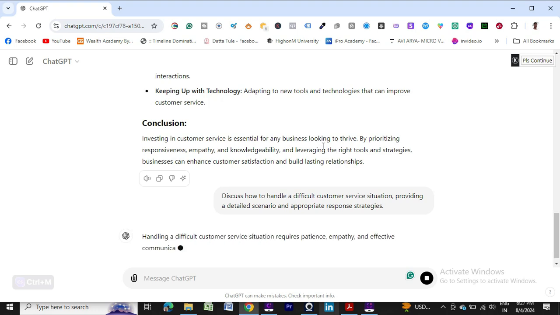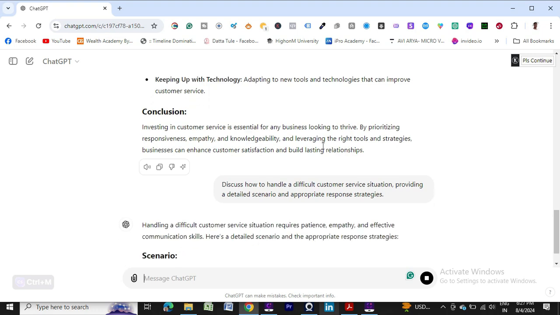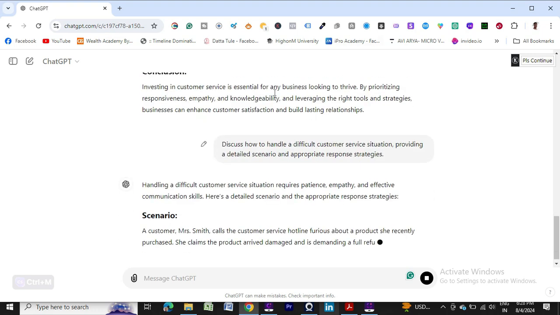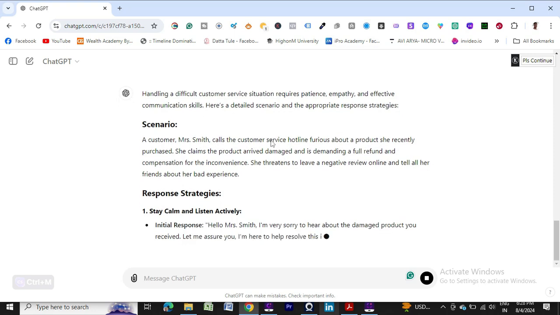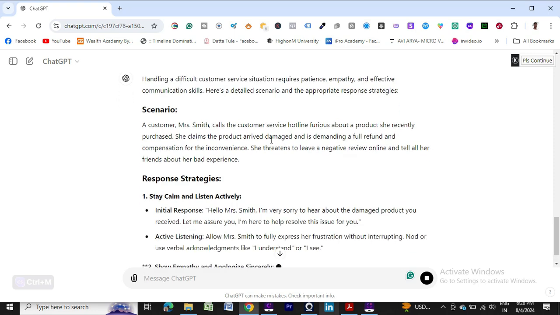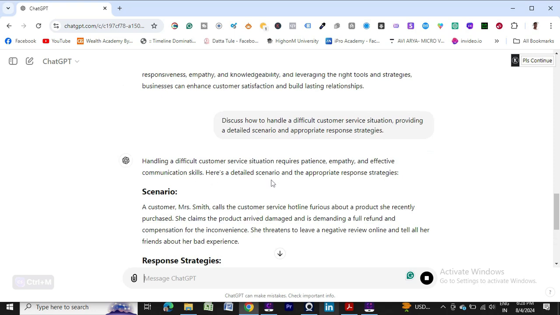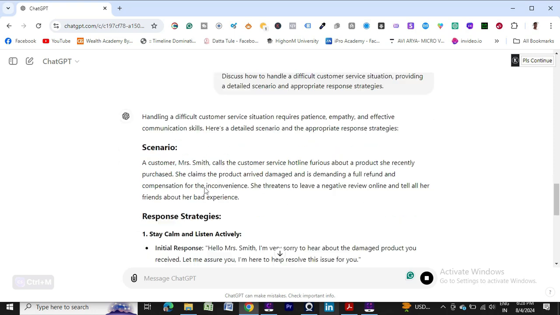See how professional it is, how accurate it is. It's creating a scenario so that we can understand it better. It's saying handling a difficult customer service situation requires patience, empathy, and effective communication skills. Here is a detailed scenario and appropriate response strategies. So what is the scenario?